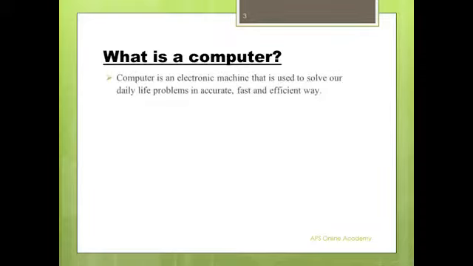As you know, computer is an electronic machine, means it works with electricity, that is used to solve our daily life problems in accurate, fast and efficient way. It is a general purpose programmable machine. General purpose means we can use computer for multiple tasks, like if you want to send an email you can use computer, if you want to watch a movie you can use computer, if you want to type a letter you can use computer. Programmable machine, obviously to perform different tasks we need different types of software, so that's why we call it general purpose programmable machine.